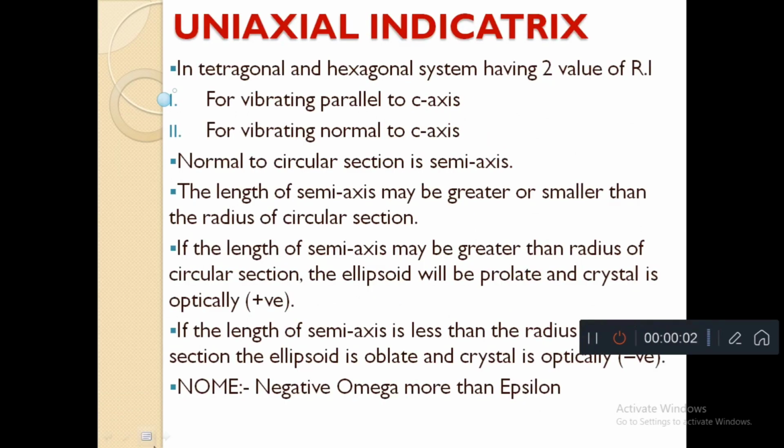This is an important formula which we are going to use for solving numericals. That is, negative: omega more than epsilon.